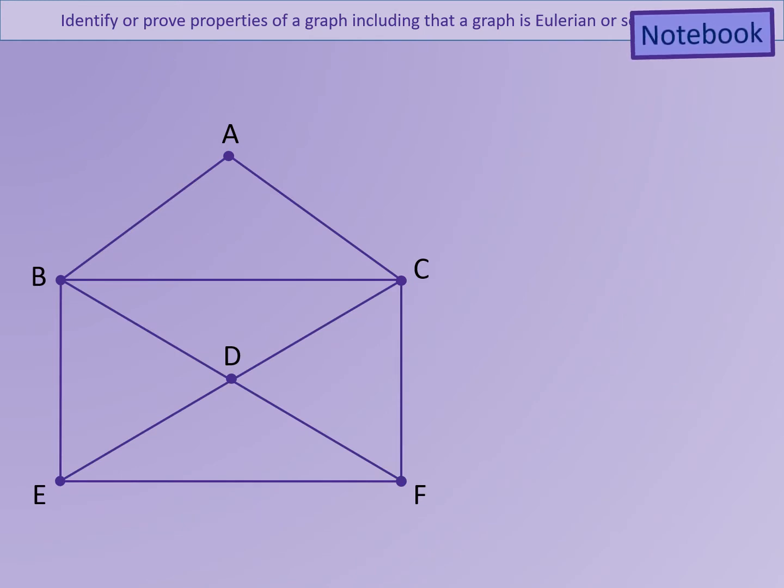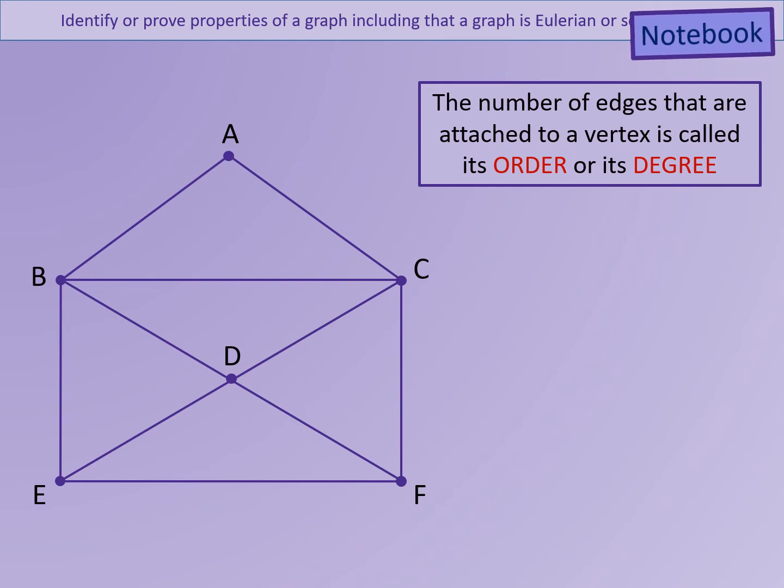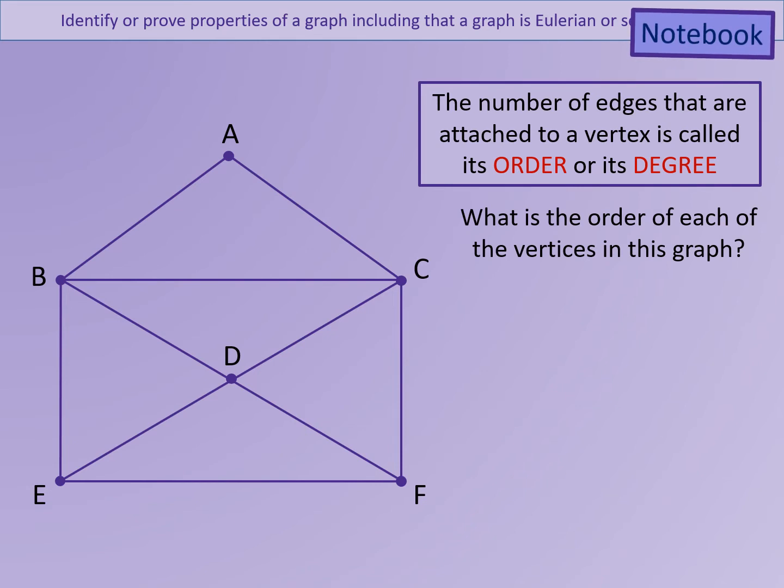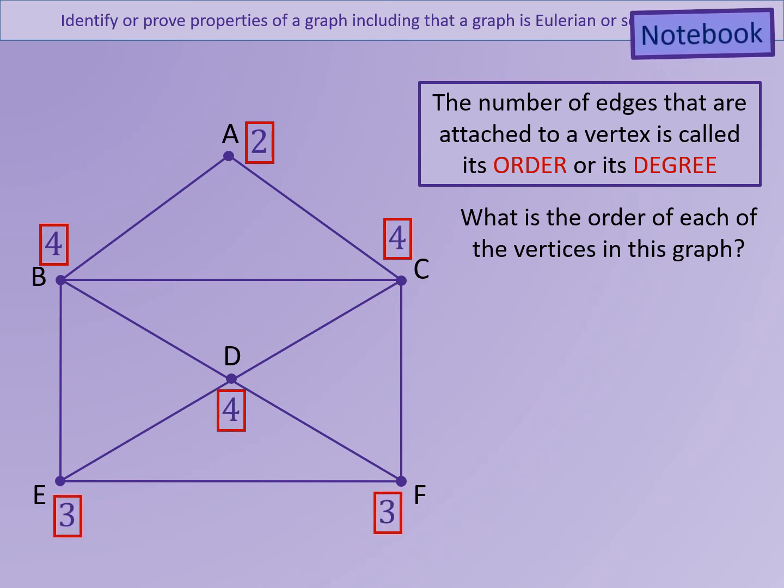So in order to understand what's going on here, we need some more definitions. The number of edges that are attached to a particular vertex, going in or out, is called the order or the degree of a vertex. So the order of each of the vertices in this graph: vertex A has order 2, vertices B, C, D have order 4, and E and F have order 3.